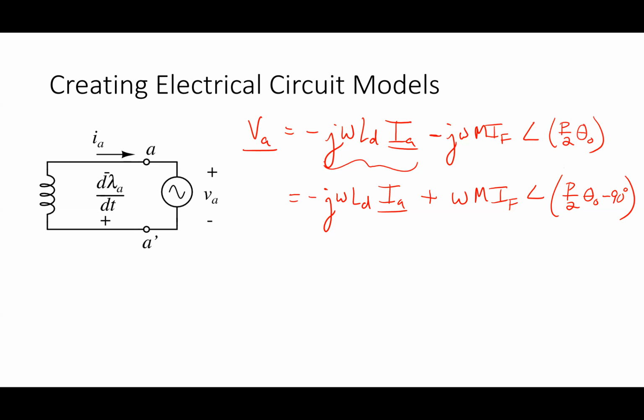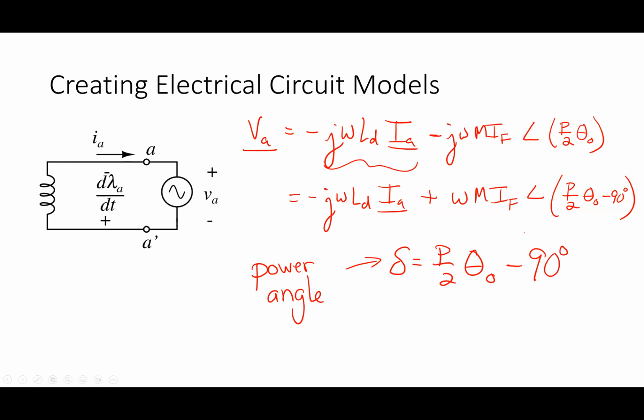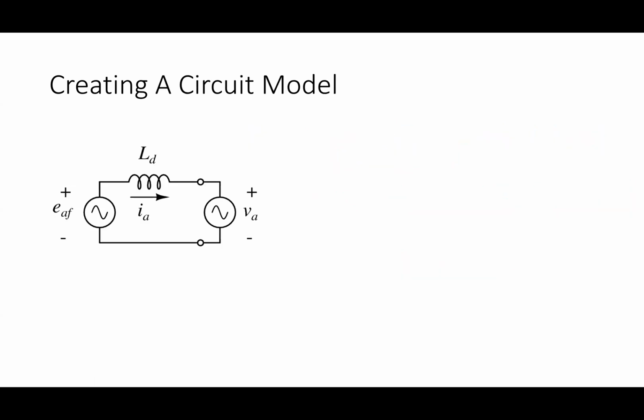Now, I want to turn that into a circuit model. And I don't like this P over 2 theta naught minus 90, so I'm going to make a definition here. I'm going to come up with an angle I'm going to call the power angle, and there's a reason why I'm going to call it the power angle, which is P over 2 theta naught minus 90 degrees. I'm going to make that definition. And then I'm going to draw this circuit model right here.